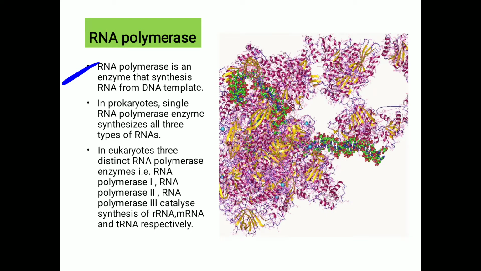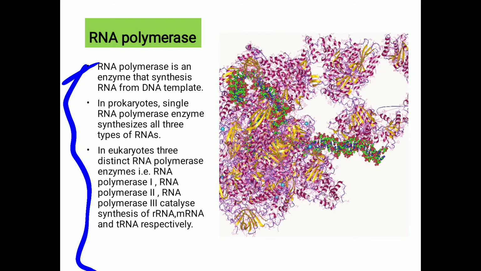So first of all, we should know what RNA polymerase is. RNA polymerase is an enzyme that synthesizes RNA from a DNA template. And we know that synthesis of RNA from DNA is called transcription. That means it catalyzes the transcription process. Here I have mentioned some data. I will try to explain them.